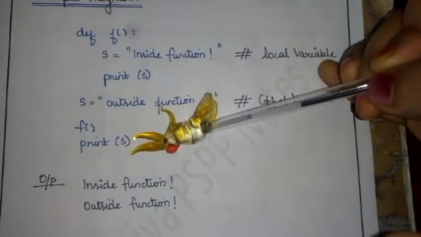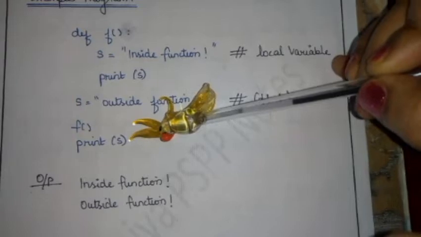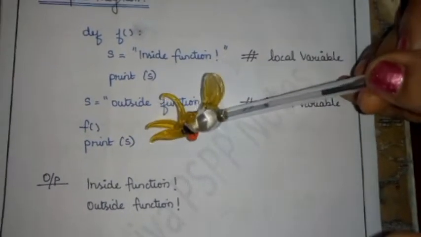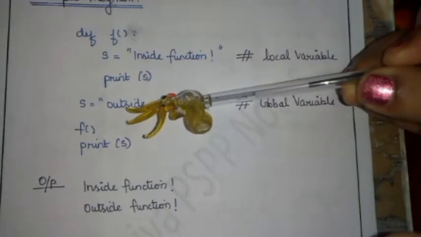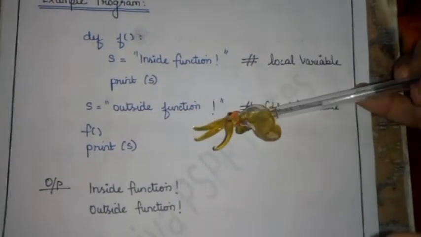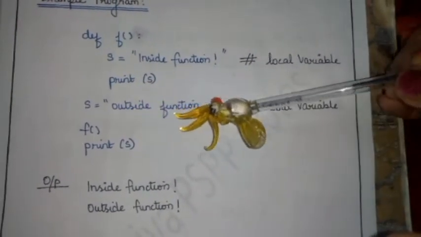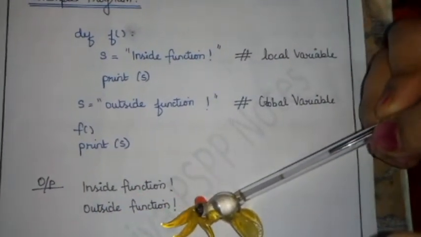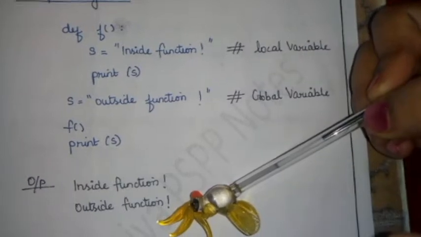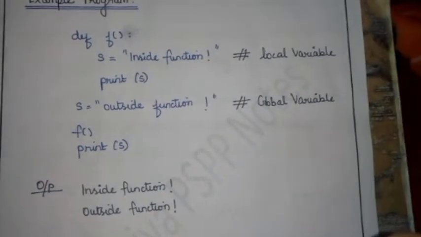Okay, next, after executing this particular statement, that is, the output is already printed, the next statement will be executed, which is nothing but print s. In this case, the variable which is outside the function definition will be considered, because this is the global variable. Okay, now this print s will give me an output outside the function. Now I hope you understood.